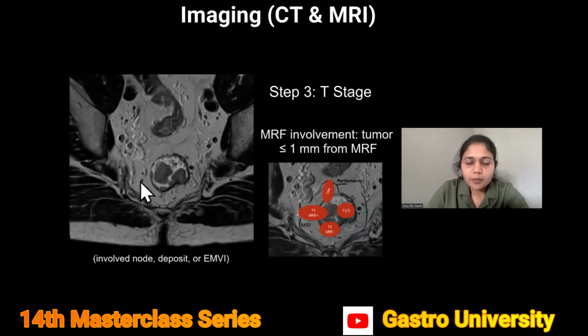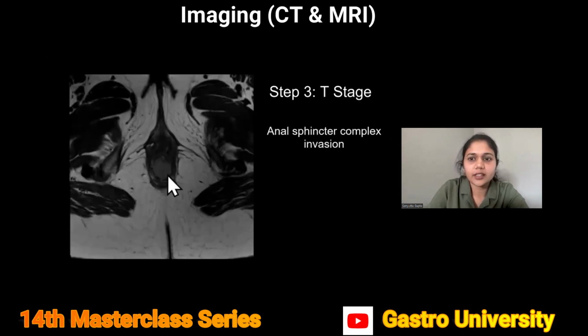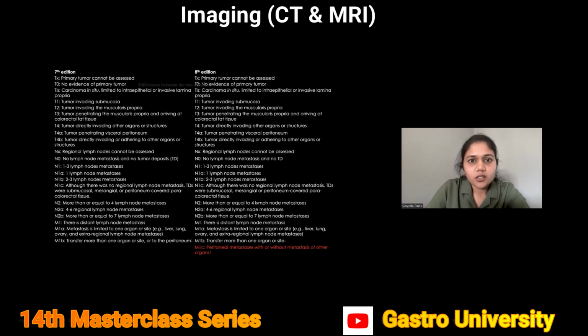Then we have talked about MRF is involved if the tumor is less than 1 mm from MRF. Then the anal sphincter complex invasion has to be talked about, whether it's involving the internal sphincter, intersphincter plane, or the external sphincter. So this was the 8th edition of the TNM staging, and it has added one more M1C stage, which says peritoneal mets with or without metastasis of other organs.